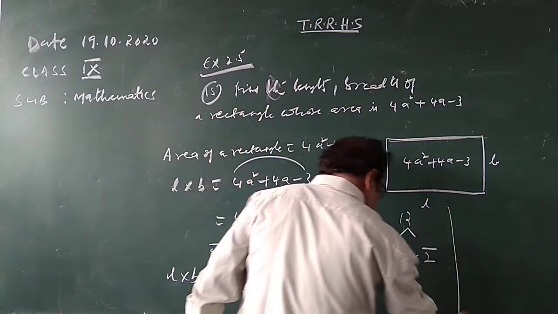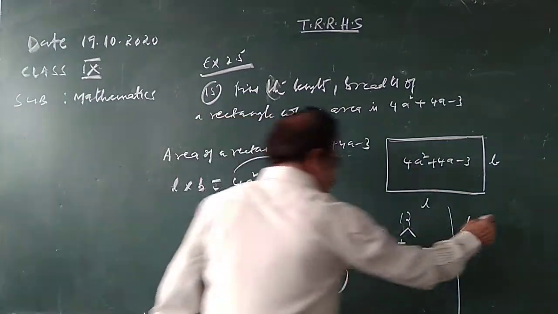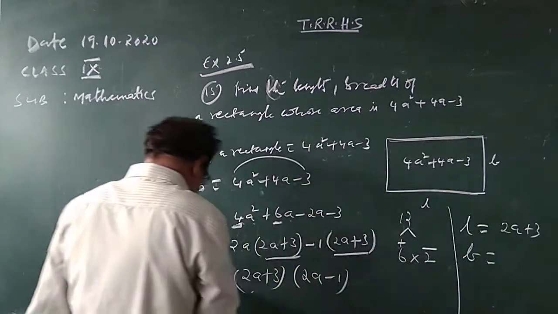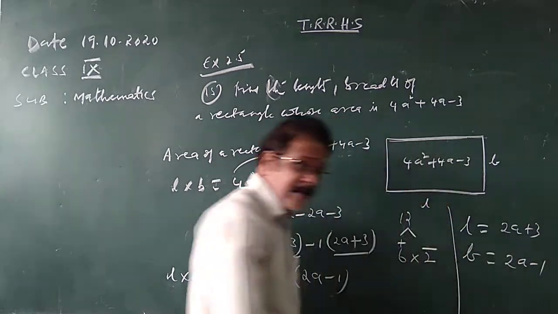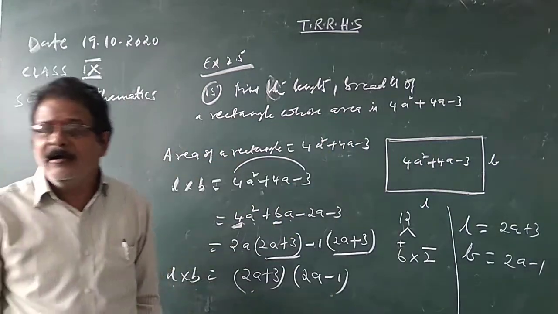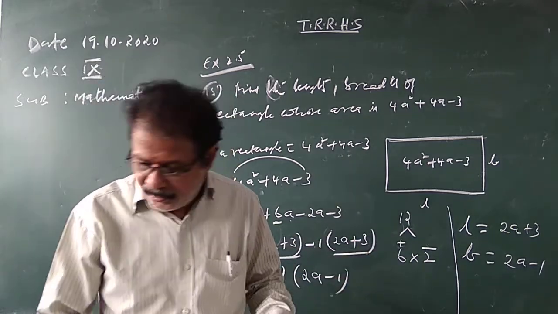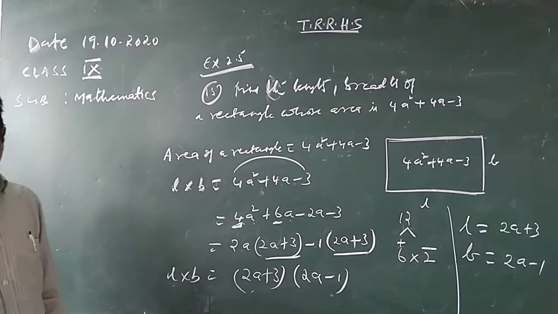Find the dimensions. L is equal to what? In that place, 2a plus 3. Length is 2a plus 3. And breadth is equal to 2a minus 1. Like this, when the area is given, we can calculate the individual measurements, that is length and breadth. That was the last problem, children, in this exercise. I hope you understood this better.